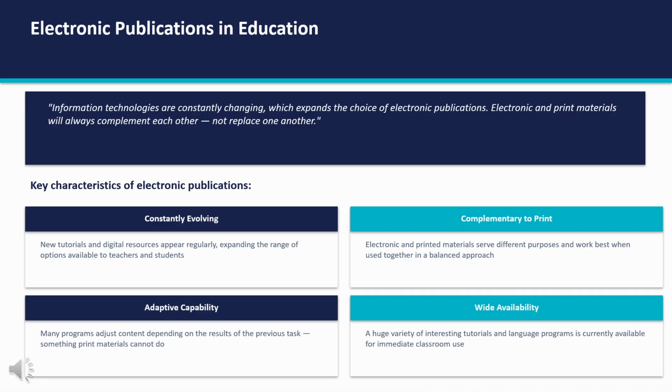This slide emphasizes that information technologies are constantly evolving, and as a result, the range of electronic publications continues to expand. Importantly, electronic and printed materials should not be seen as competitors. On the contrary, they complement one another and are most effective when used in balanced combination. Several characteristics deserve particular attention. Electronic resources are continuously renewed, widely available, and in many cases adaptive. Unlike print materials, they can respond to student performance and adjust subsequent content accordingly. Therefore, electronic publications introduce flexibility and pedagogical responsiveness that traditional materials alone cannot fully provide.